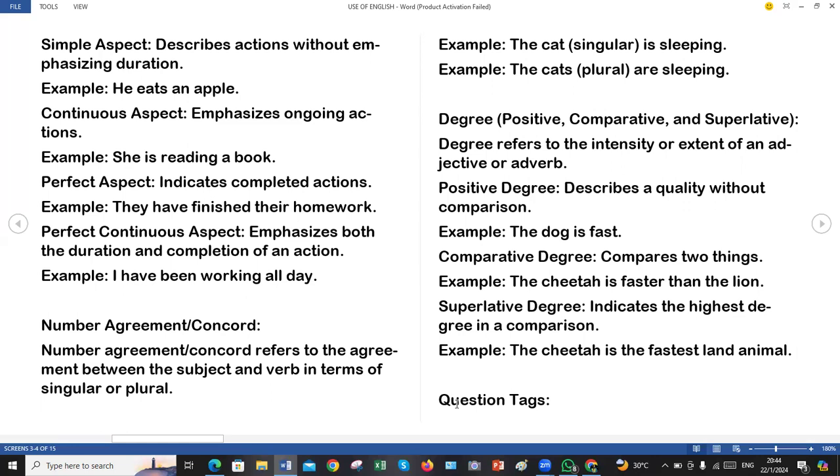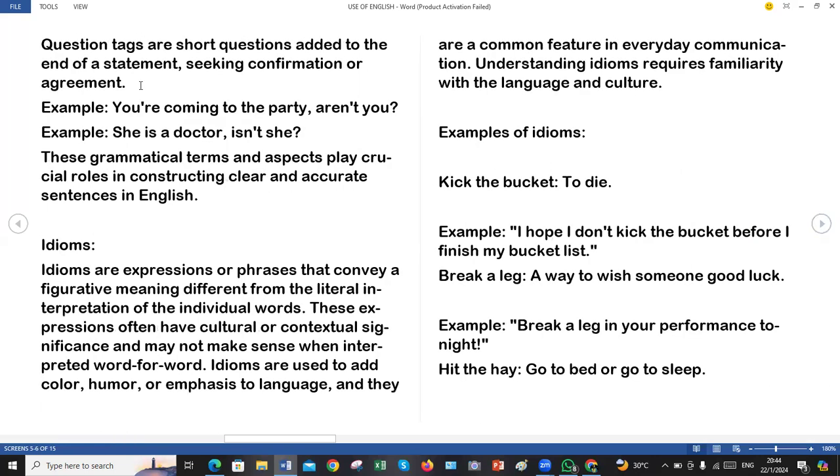The next part we have here is question tags. Question tags are short questions added to the end of a statement, seeking confirmation or agreement. Okay, you are coming to the party, aren't you? Now, in this sentence here, the question tag is aren't you? So it's just a short question that you add at the end of your statement to get someone's confirmation, whether what you're saying is true or false.